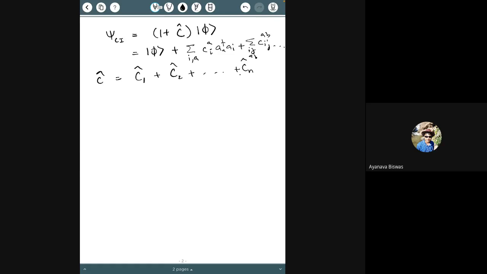So I can write my CI function, which is basically my correlated wave function according to configuration interaction theory, as an operator acting on the Hartree-Fock function, where the operator has a linear structure. So 1 plus C may be called a linear ansatz. Now, what does this ansatz mean? The word ansatz basically means the guess of a form. So here you're guessing the form of the correlated wave function. And in case of CI, you're guessing that the correlated wave function is just a linear combination. So your ansatz is a linear ansatz. So it just has C.